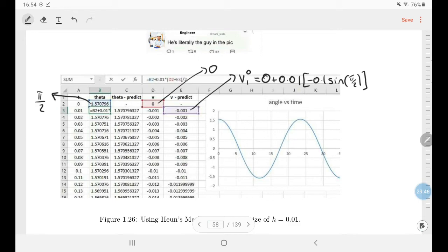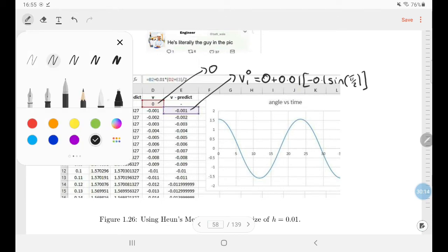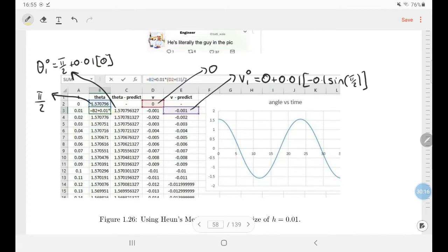Okay. And then you do the theta predictor. So the theta predictor is the previous value of theta, which is pi over 2, plus the step size, which is 0.01, times the previous value of v. The previous value of v is 0. And so this is kind of saying if there was no velocity, it shouldn't change. So you get the same thing again. Then maybe we'll just look at this green cell, highlight it. That's up here. So this is now Heun's method for theta.